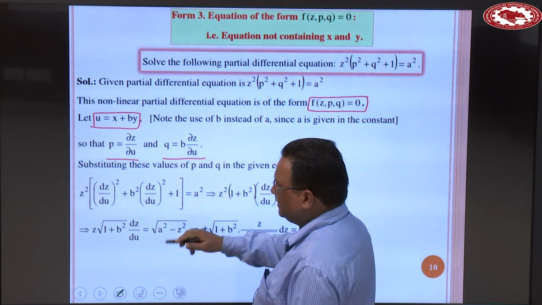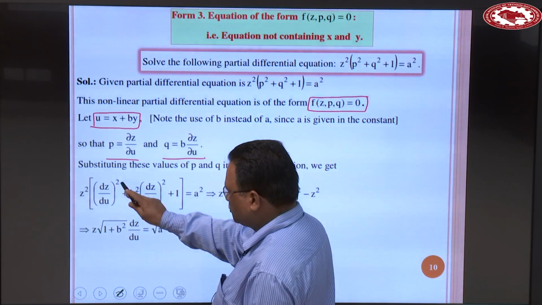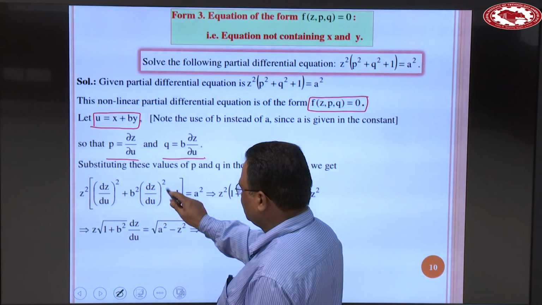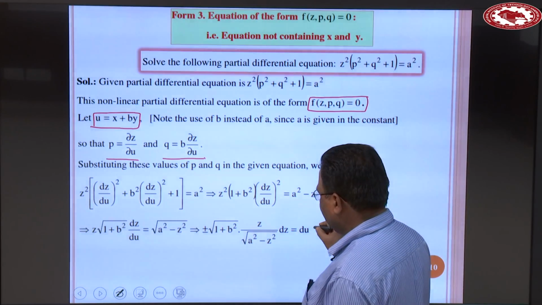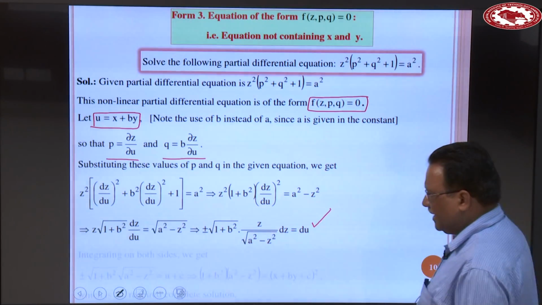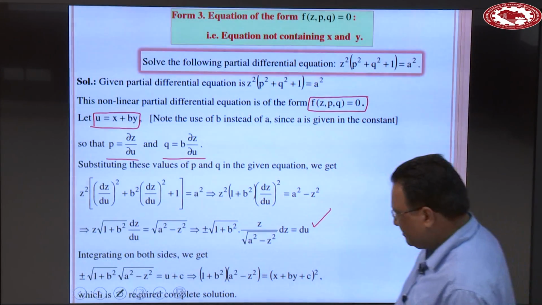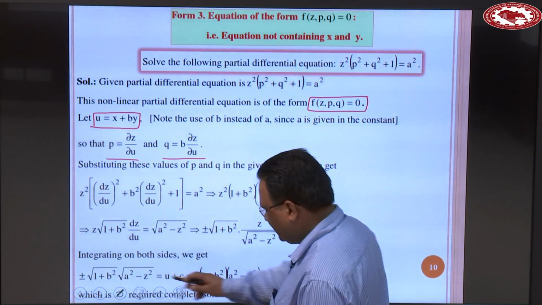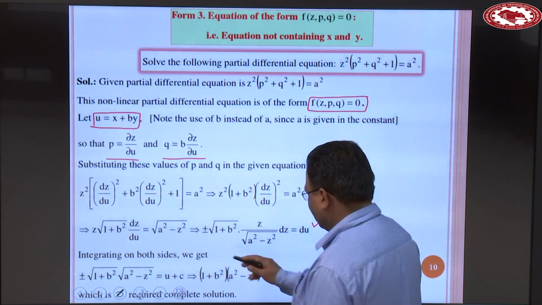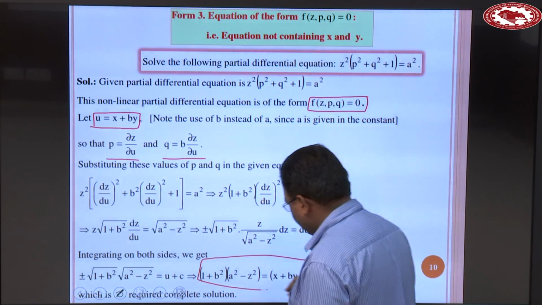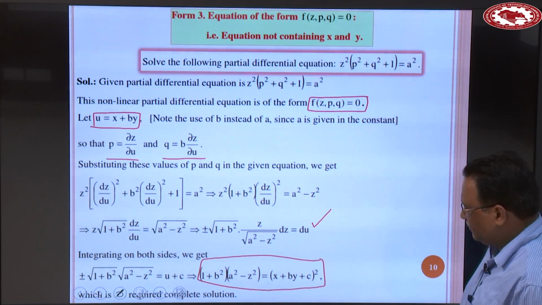When you substitute, what happens? This z square, p square means (dz over du) square, plus b square (dz over du) square, plus 1 is equal to a square. Simplify, and you will get this result. Integrating both sides, we get plus minus square root of (1 plus b square) times square root of (a square minus z square) is equal to u plus c. So ultimately we obtain this solution, a relation between x, y, z.